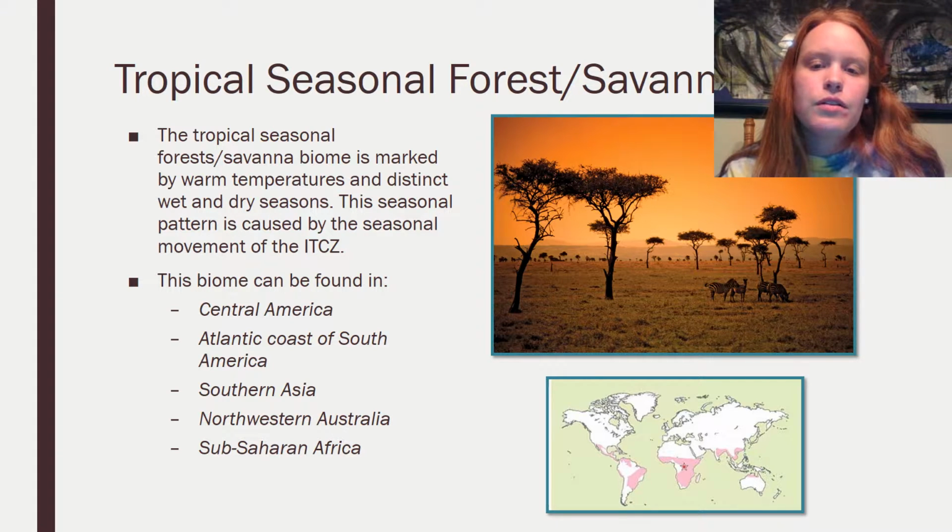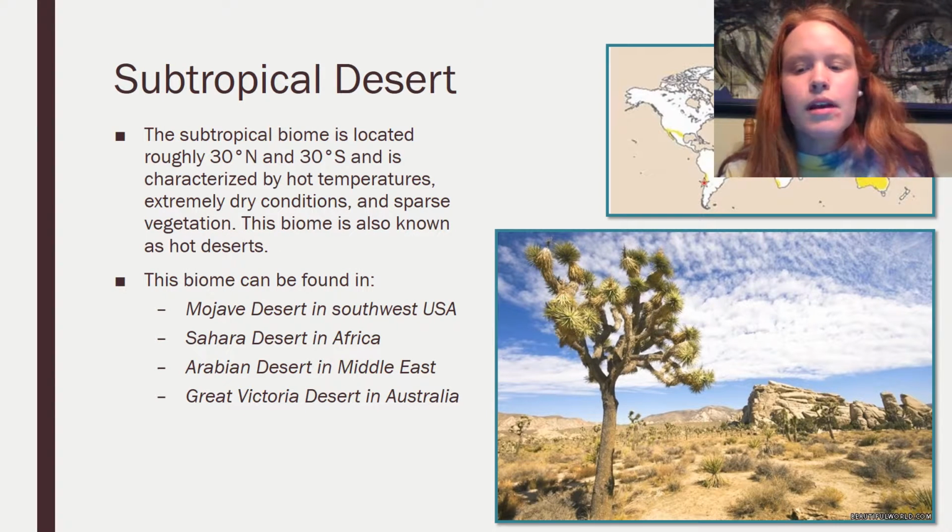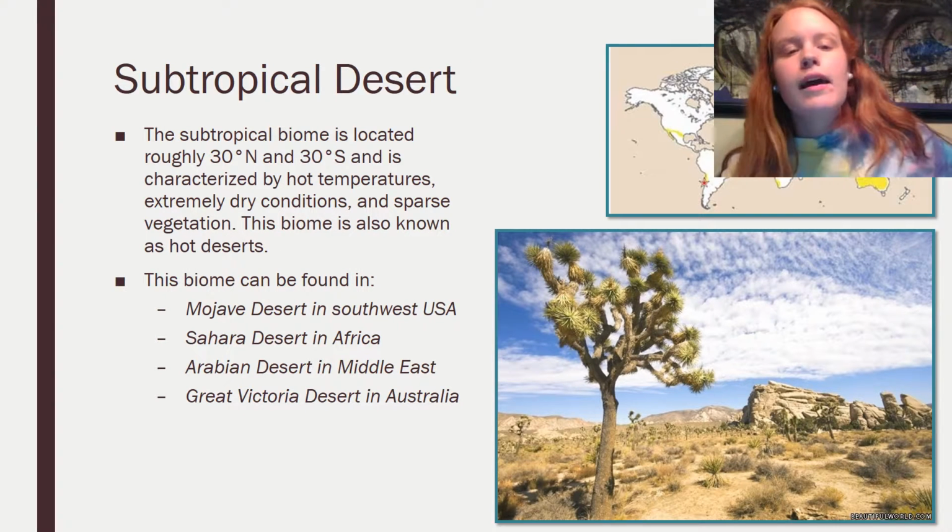And so the savanna is a very hot place, and a lot of people live there, but I don't think it's for me. And the last one that we're going to talk about is the one that most people think of when they think of a desert, which is the subtropical desert.